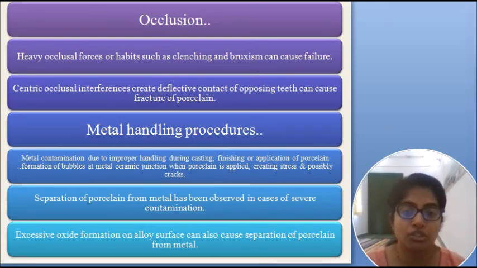Metal handling procedures. Metal contamination due to improper handling during casting, finishing or application of porcelain. Formation of bubbles at the metal ceramic junction when porcelain is applied, creating stress and possibly a crack. Separation of porcelain from metal has been observed in cases of severe contamination. Excessive oxide formation on the alloy surface can also cause separation of porcelain from metal.